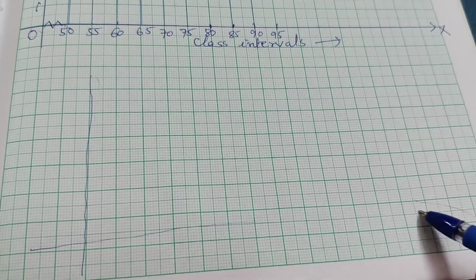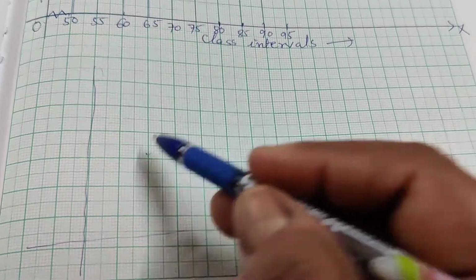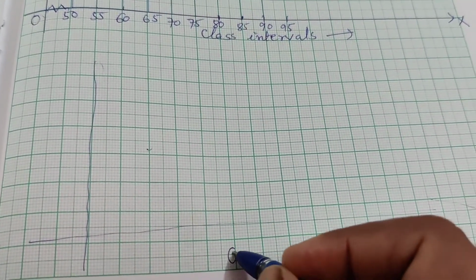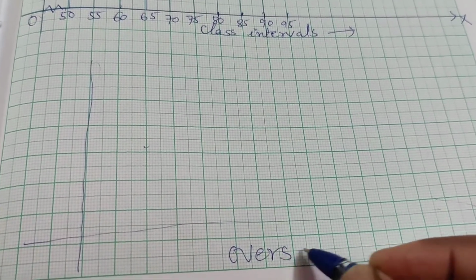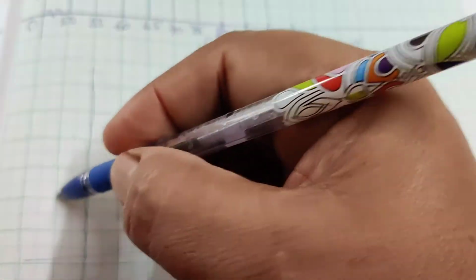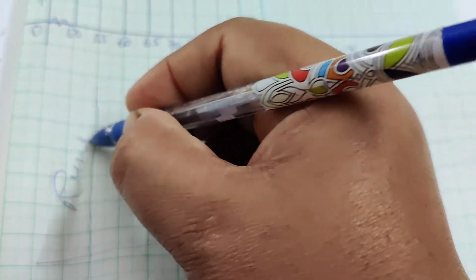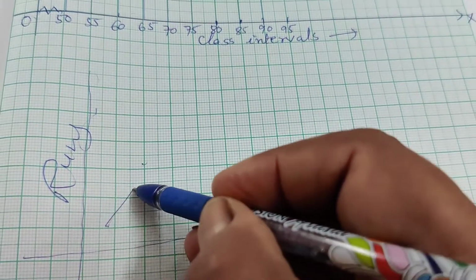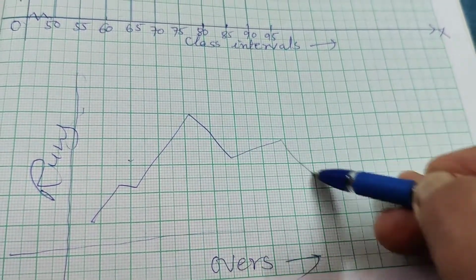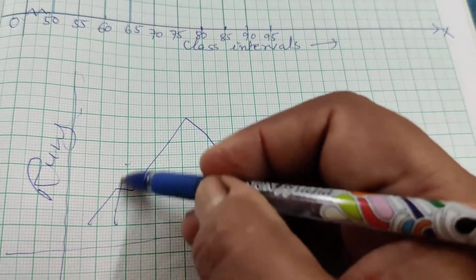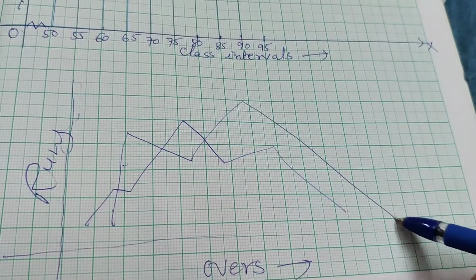This is the x-axis and y-axis. Okay. On the x-axis we will take overs and on the y-axis runs. First graph is made for India, suppose like this, and second graph is for Australia.